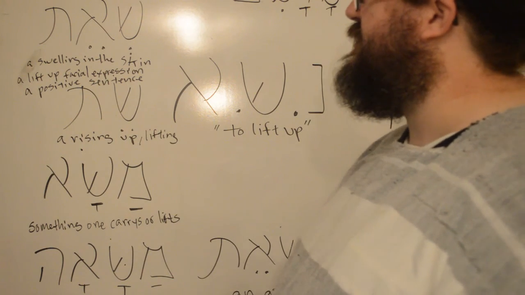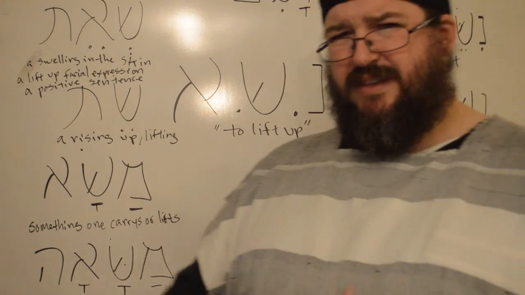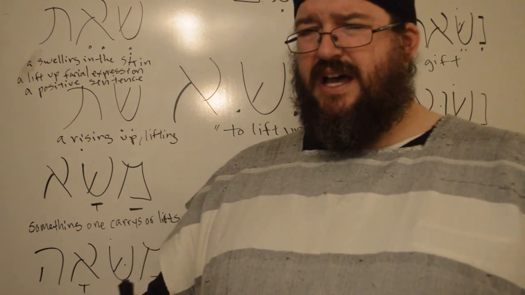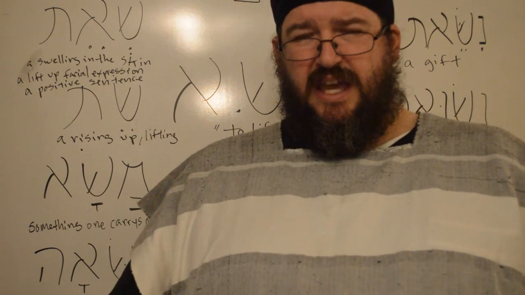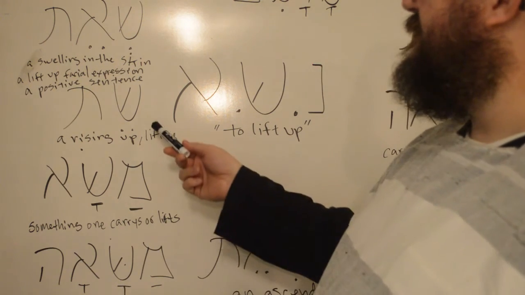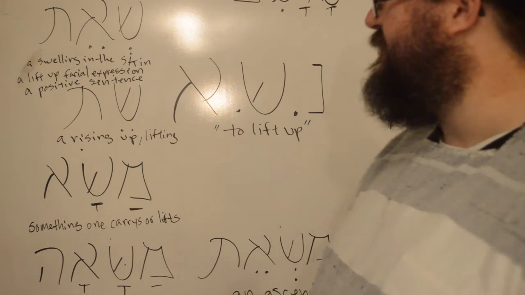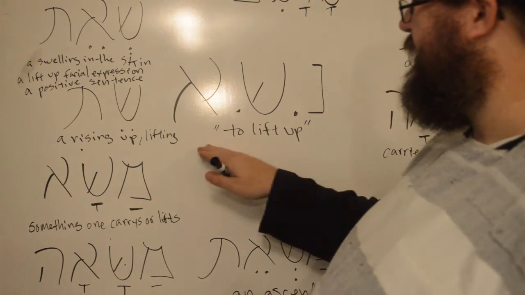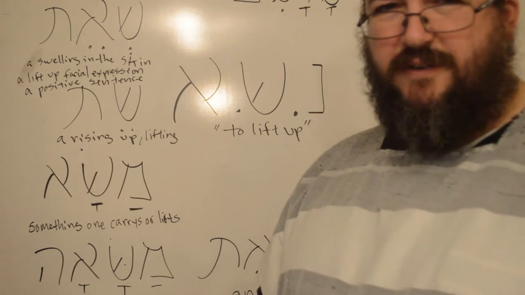Another definition for se'et is a positive sentence. What's a positive sentence? It's something that lifts the person up, and he realizes that instead of being convicted, he's actually been found to be innocent, right? This next word we're going to look at here is set. Set means a rising up or a lifting. So once again, you see the concept of to lift up, a rising up or lifting up of something, okay?